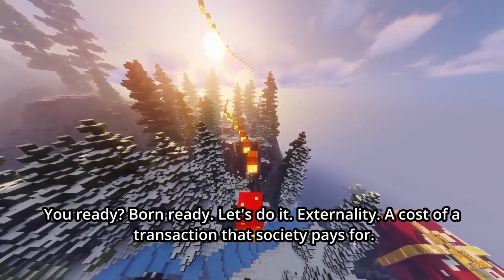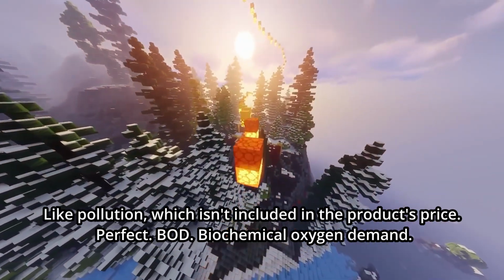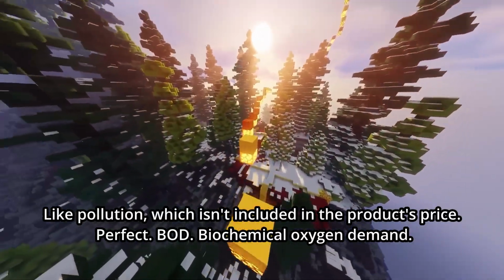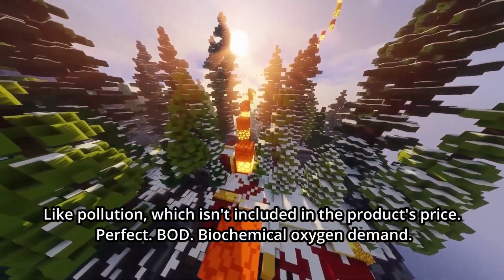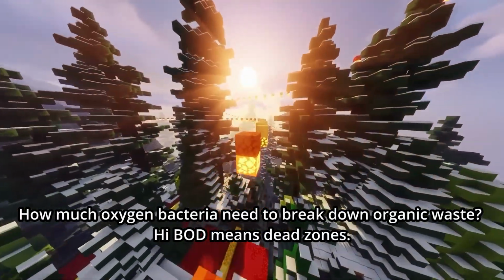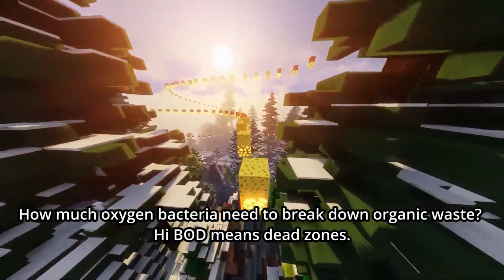Externality. A cost of a transaction that society pays for, like pollution, which isn't included in the product's price. Perfect. BOD. Biochemical oxygen demand. How much oxygen bacteria need to break down organic waste. High BOD means dead zones.